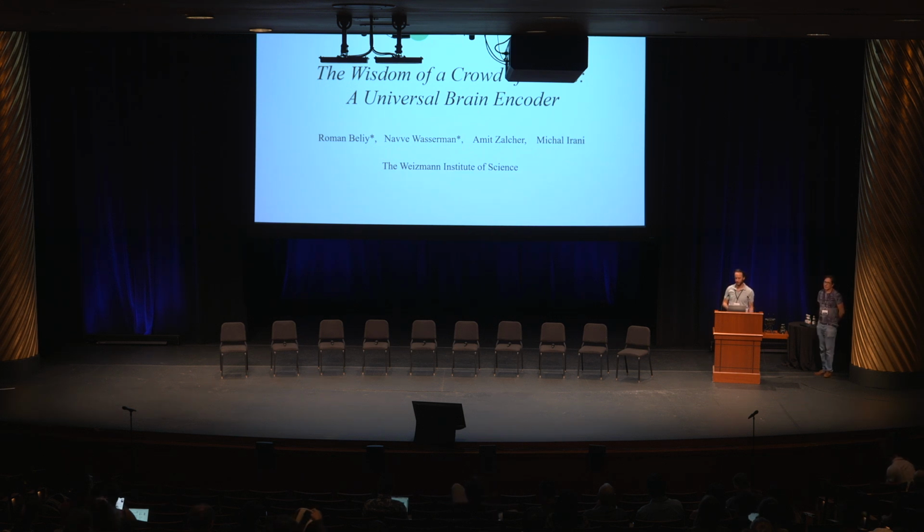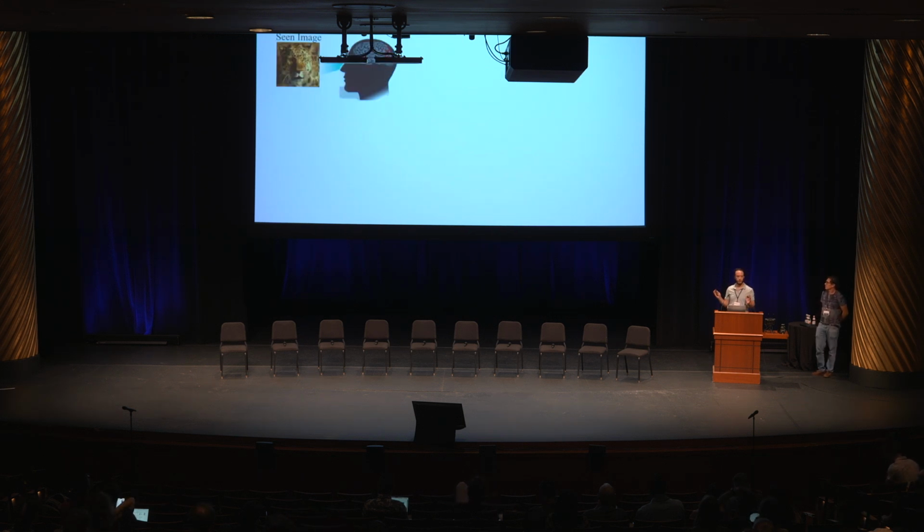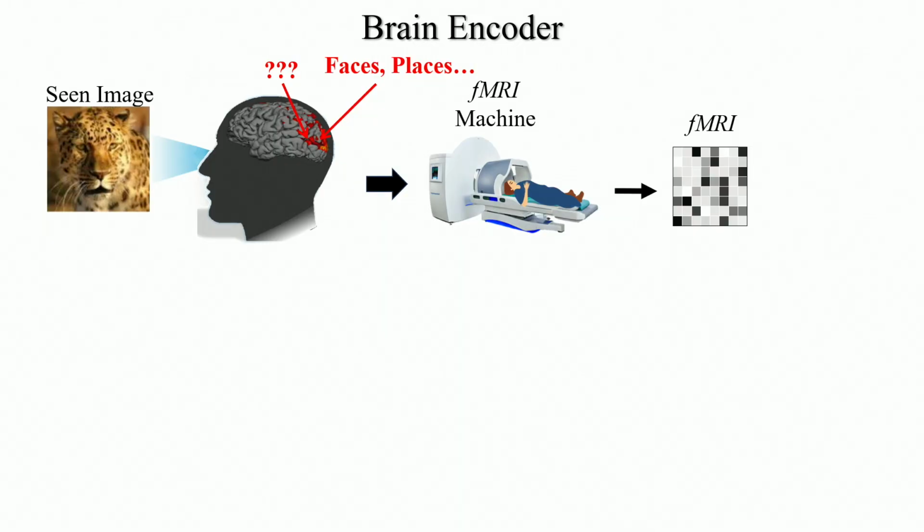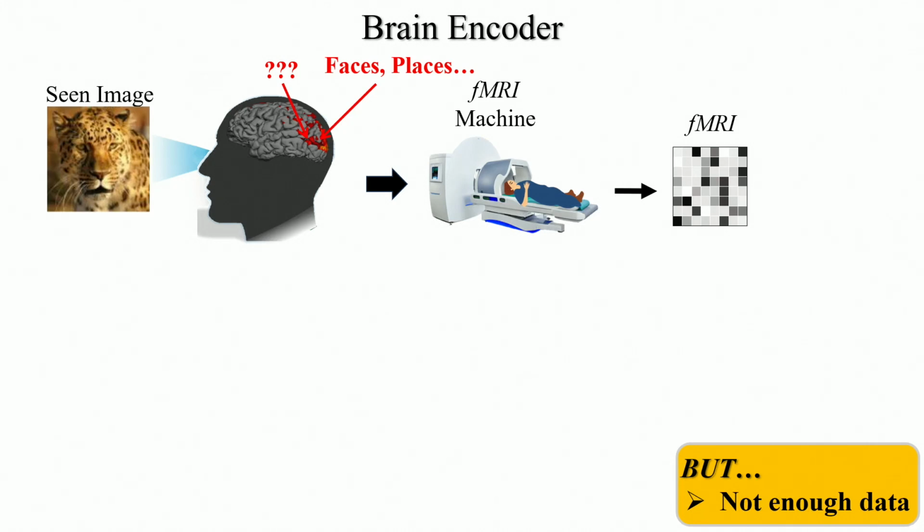So let's start. When a person sees images, what happens in their brain? Can we learn what is encoded where in the brain? We know there are brain areas that correspond to specific concepts. Functional MRI, as you know, is a brain imaging technique that may help us answer those kinds of questions. However, since data acquisition is expensive, there is not enough data to span the huge space of brain functionality. So can we simulate brain activation for many more images?